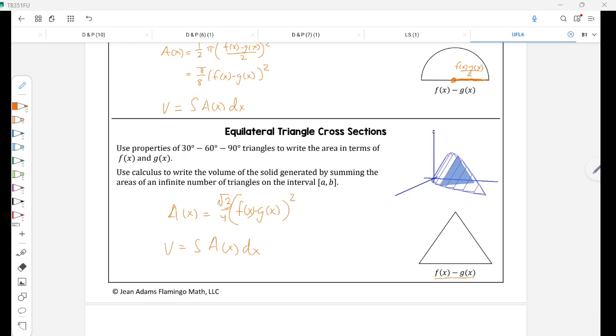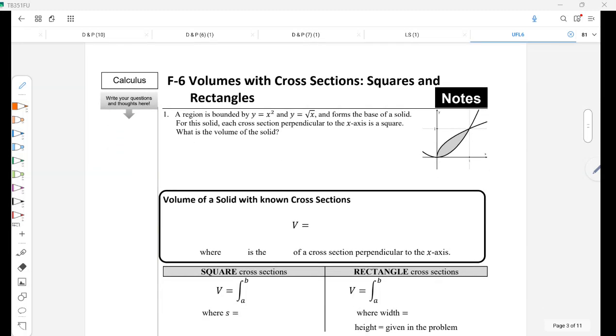All right. Cool. One of the things is that, because it is f of x minus g of x, a lot of these end up either being calculator active or just write the integral type problems. So, which integral represents the area, the volume, things like that. All right. So let's do a couple problems.